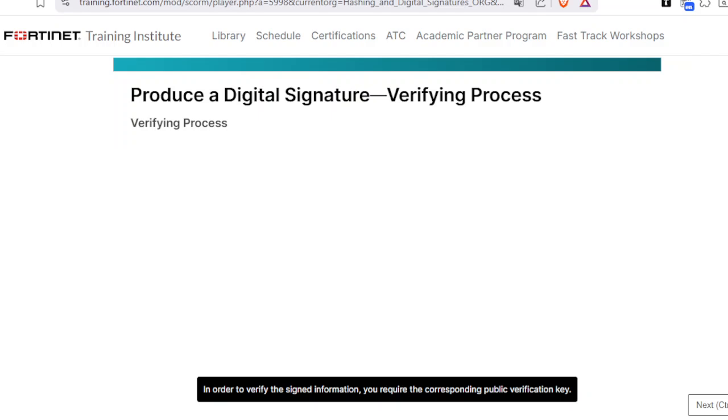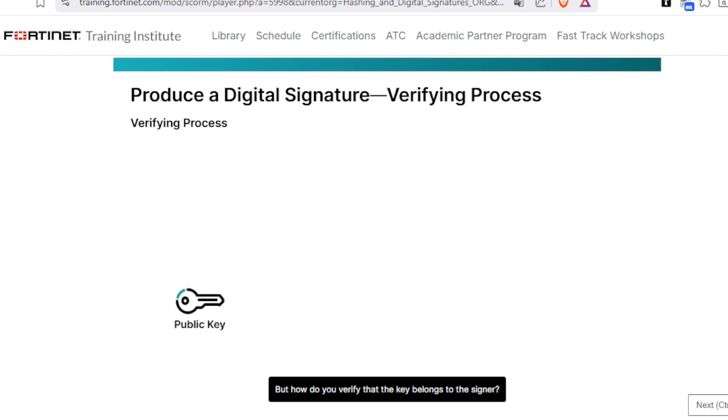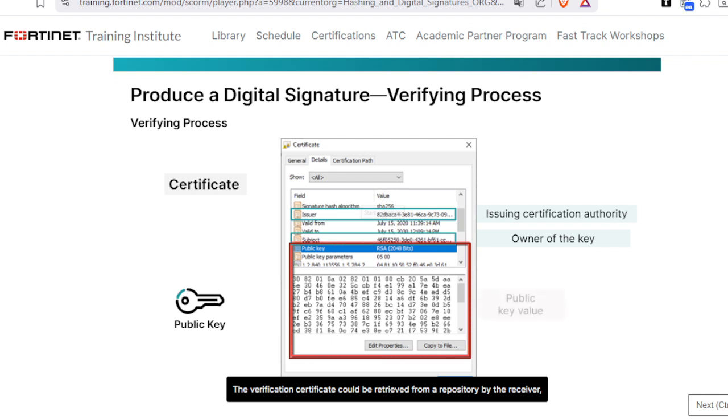In order to verify the signed information, you require the corresponding public verification key. But how do you verify that the key belongs to the signer? In asymmetric cryptography, public keys are written to certificates. Certificates are issued and signed by a certificate authority, CA. In addition to the public key, the certificate bears the owner's name. The verification certificate can be retrieved from a repository by the receiver, or it can be attached to the signed document.